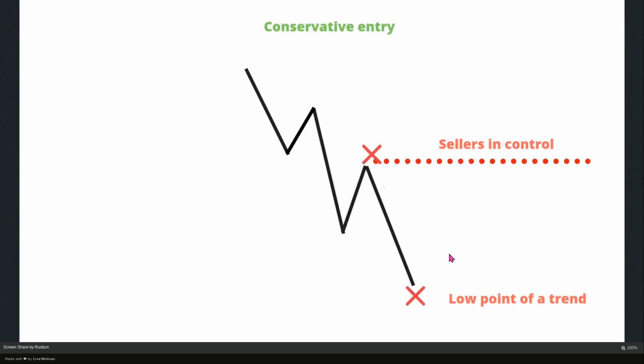So the sellers are in control on this trend coming down. And the biggest of the sellers here is going to be the one that most recently put in the lowest low, which is this guy here. So prices are coming down, up, down, back up again, and then down. They are the ones that need to be taken out before anything else.